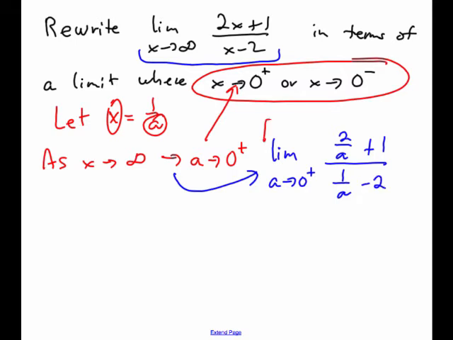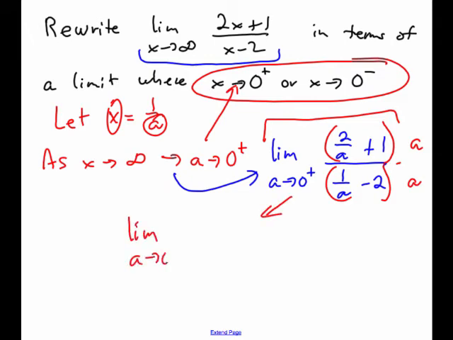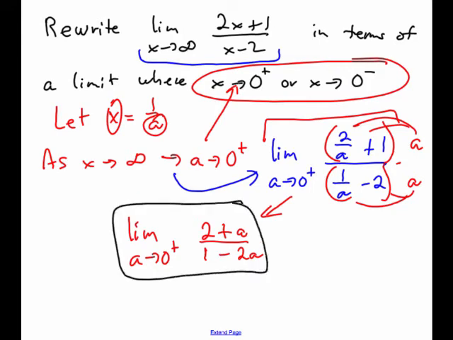Alright, let's simplify this expression. I can do so by multiplying numerator and denominator by a. And so that would equal, distributing, 2 plus a over 1 minus 2a. And so this limit is equivalent to this limit. They both have the same value. They both have the same answer.